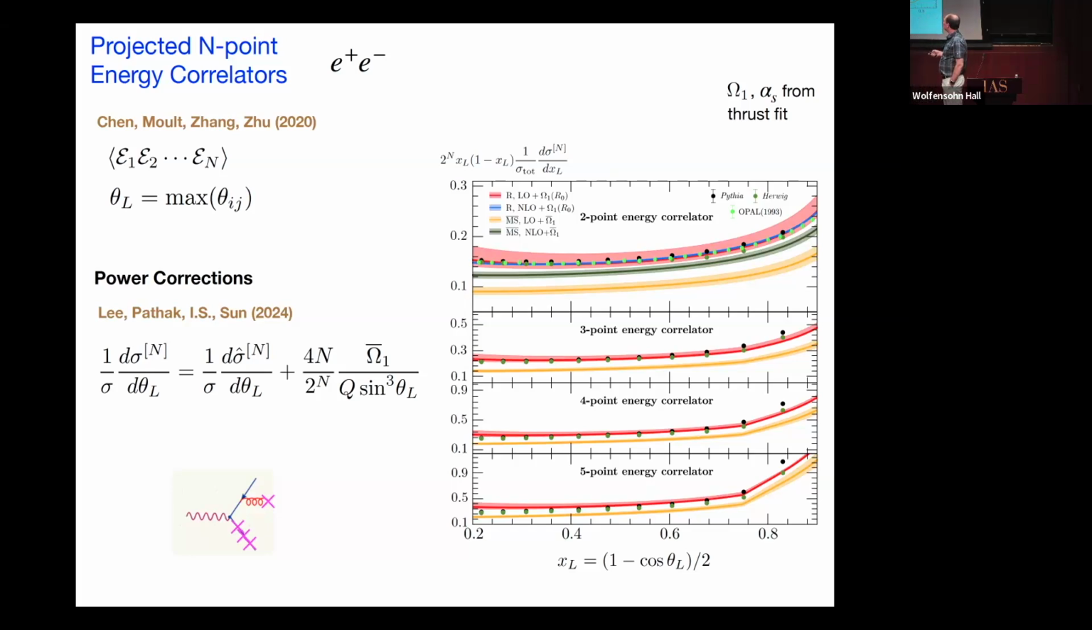And we worked out the power corrections for that. It turns out that it's also related to this omega-1, with just some factor that depends on n out front. And we've done some comparison to Monte Carlo. So this is the 2-point, which you've already seen, but for the 3-point, 4-point, and 5-point, this formula actually seems to work very well in comparing to Pythia and Herwig. So it looks like this is a good description of power corrections for endpoint energy correlators.